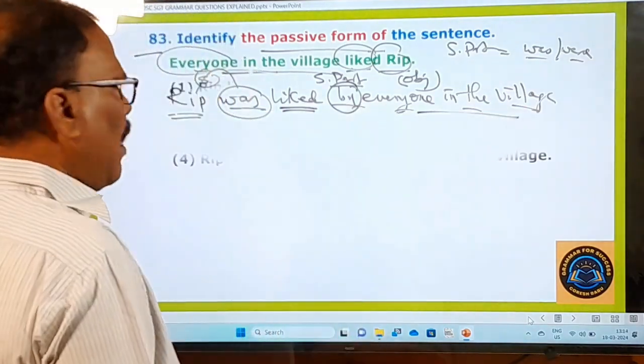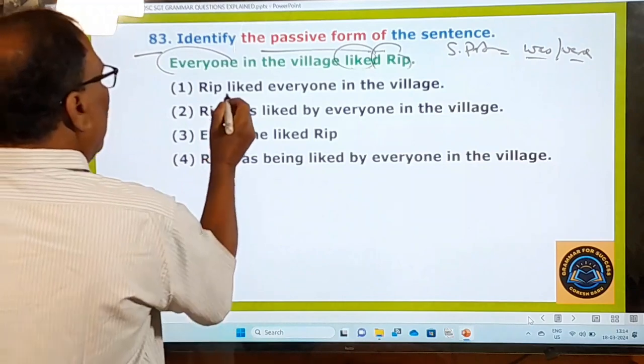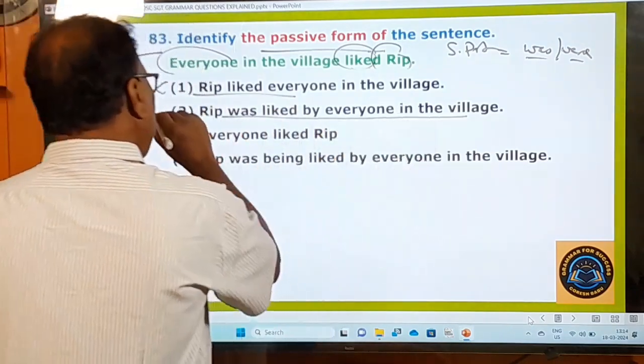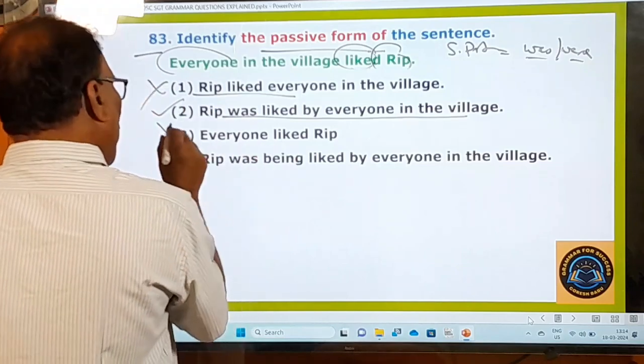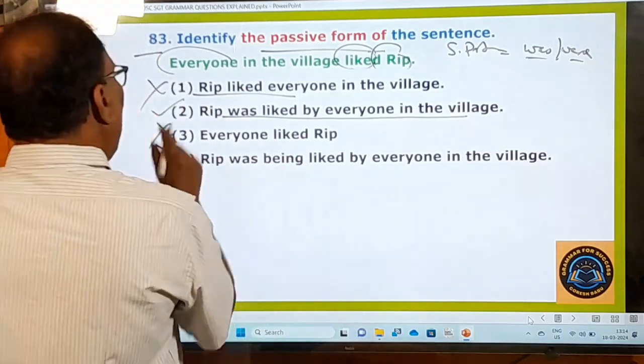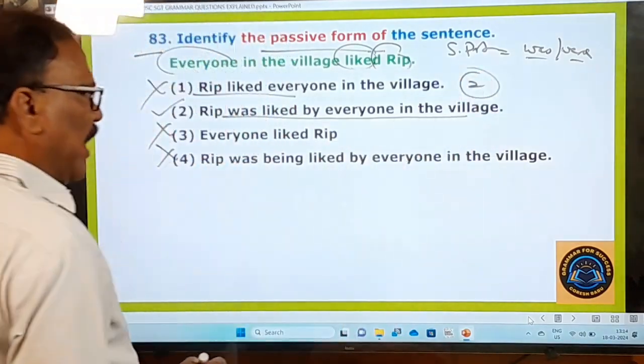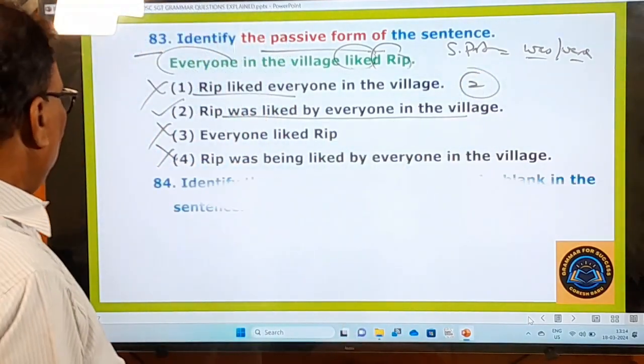And now let us look at the options given. Rip liked everyone. No. Rip was liked by everyone. The second one is the right one. Everyone liked Rip. No. Rip was being liked. No. First one, third one, fourth one are wrong. Only the second one is the right one. Now let's go to the next question.